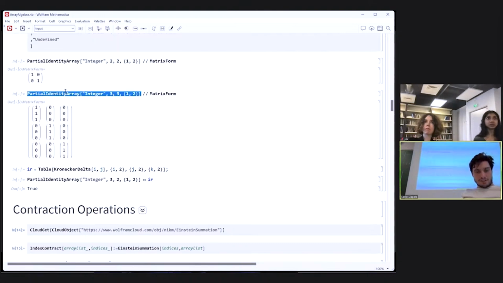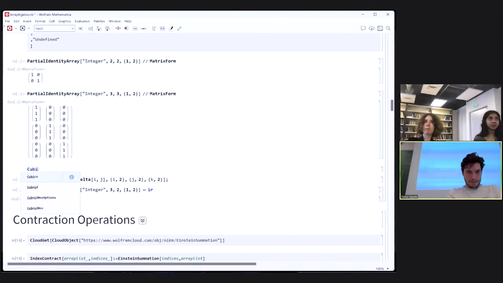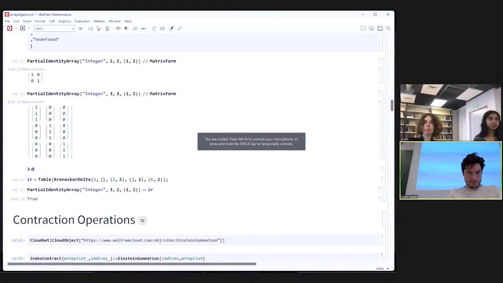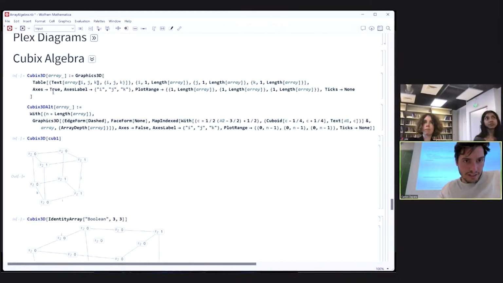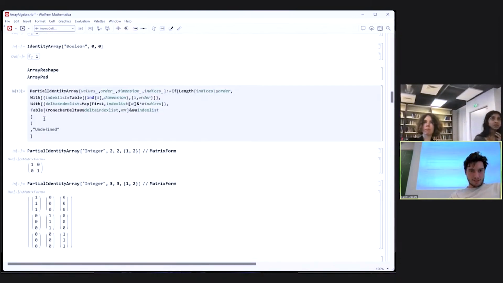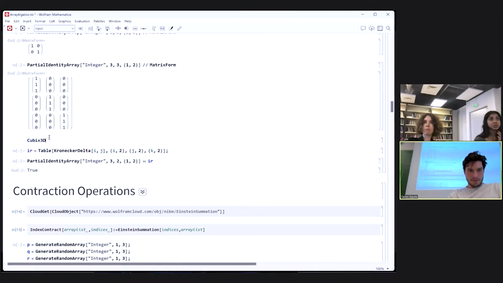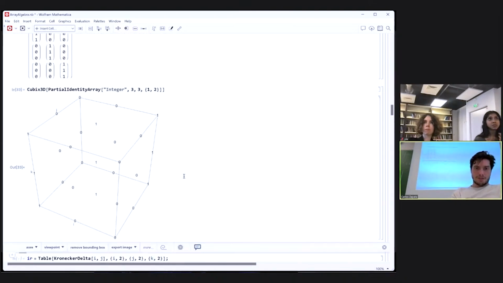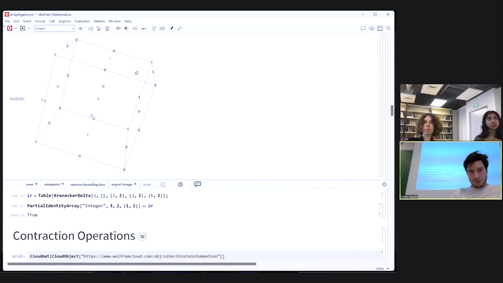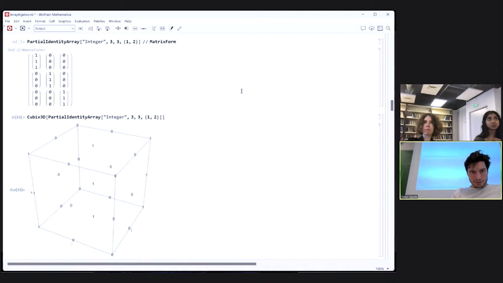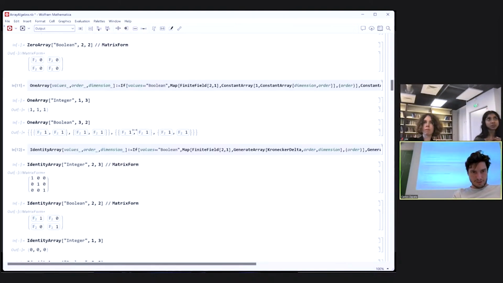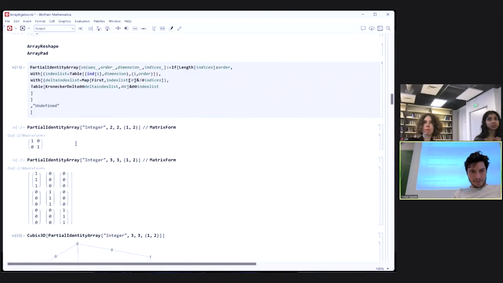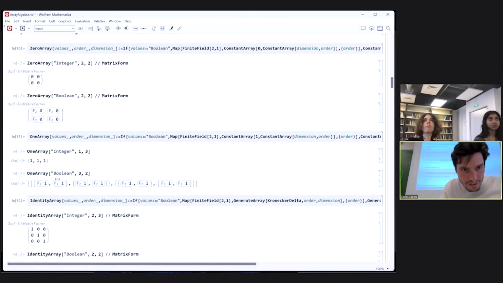And so if I take this and I say, I think it's 3D. I didn't run this, sorry. So you would see that the analog of this is cubic 3D of this. It looks like that. It's a cube, and if you look closely, oh, it's not quite right. Oh no, this is a partial identity. Sorry, this is not the full identity.